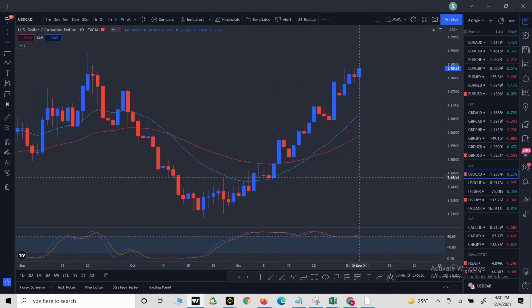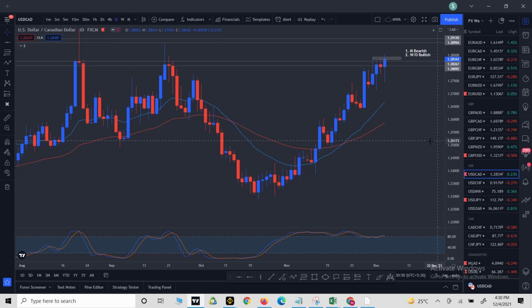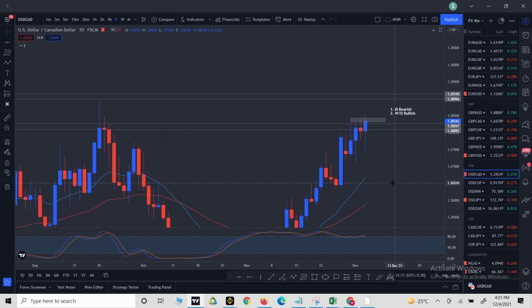USDCAD, as you can see, the market is making high highs and high lows, so we are looking bullish. Starting from here, we have a high low, high high, high low, high high, high low, and so on. So the price is making higher highs and higher lows, and right now the price has given us a breaking close above this resistance zone as well. So we are bullish.